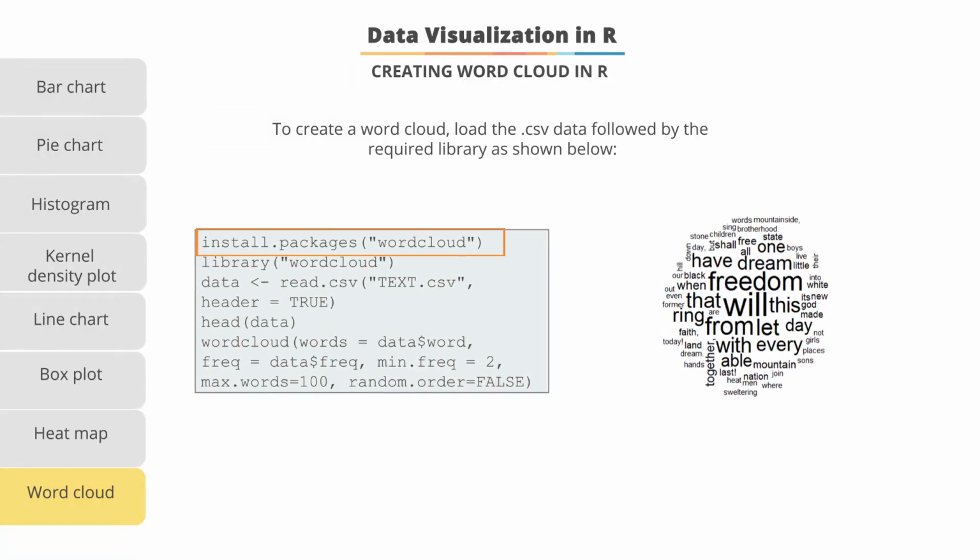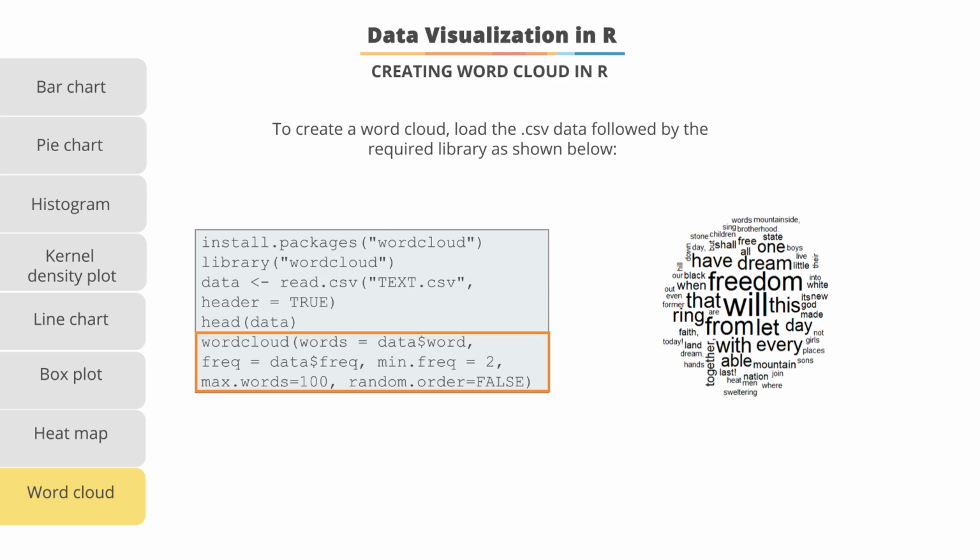So we need to install the package wordcloud, load the library wordcloud, and then we're going to read in this CSV file called text.csv, which includes a variety of text. Set the header equal to true, and then we're looking at the head of the data.